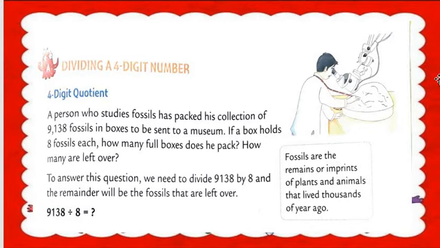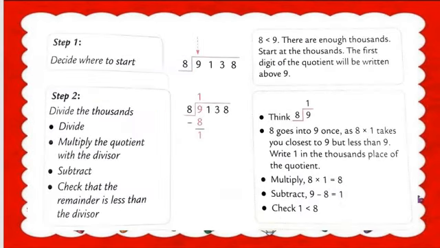Dividing a 4-digit number, there are 5 steps for solving the 4-digit quotients. Understood all of you? Got my points? Let's check here. Step number 1.